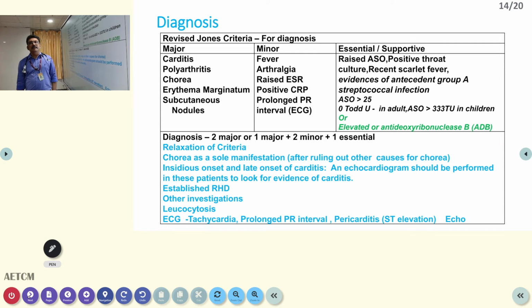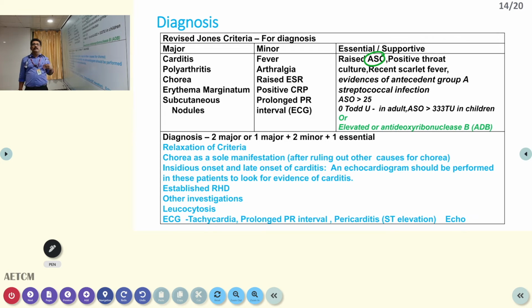Essential is always, you can see here, raised ASO titer, anti-streptolysin O titer. That is a titer against Streptococcus antigen. Positive throat culture, recent scarlet fever with rashes, evidence of antecedent group A streptococcal infection. ASO titer more than 250 Todd units, that is very classical. ASO more than 333 Todd units in children also can be diagnostic criteria. So two major or one major plus two minor plus one essential.